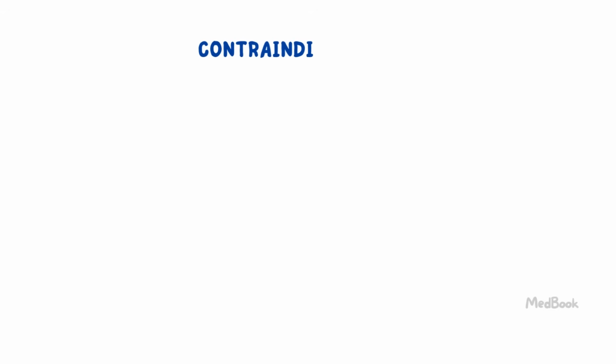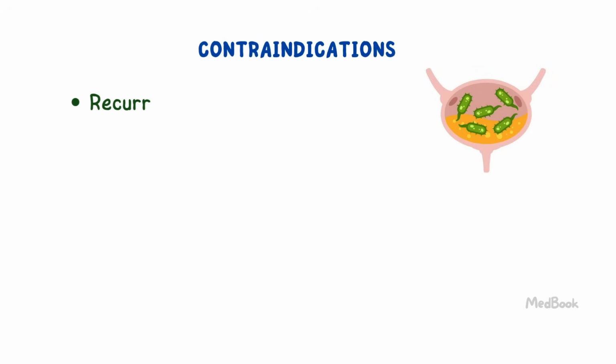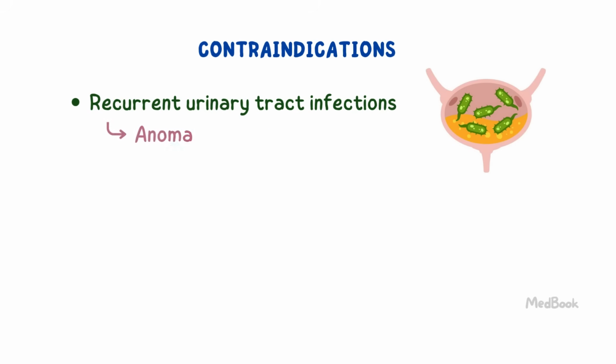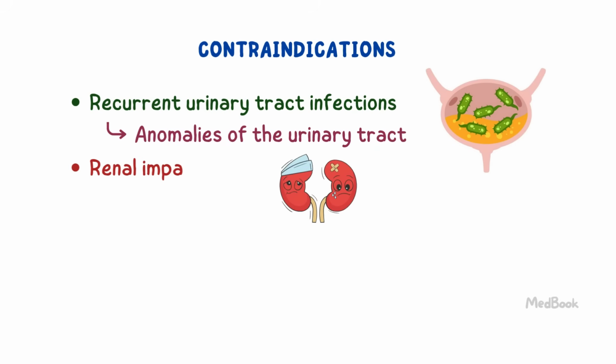Also, these medications are contraindicated in individuals with recurrent urinary tract infections, such as in individuals with anomalies of the urinary tract, and in individuals with renal impairment.